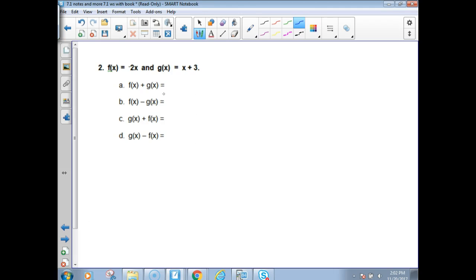Next set, number 2. We're just practicing doing the operations. So now I'm going to take negative 2x, the f function, and add x plus 3 to it, the g function, and then simplify it, which would be negative x plus 3. Subtracting negative 2x minus, in parentheses, x plus 3. That would give me negative 2x minus x, which is negative 3x, and then you would subtract 3.